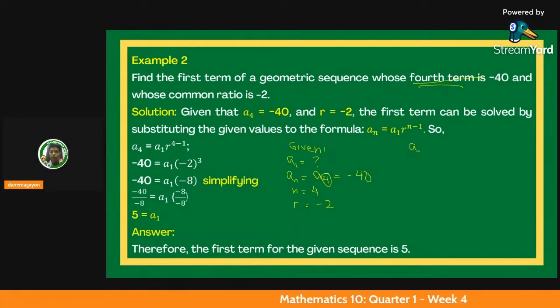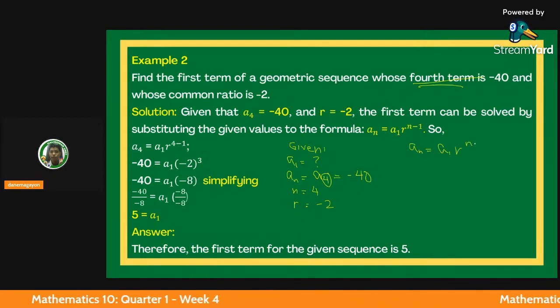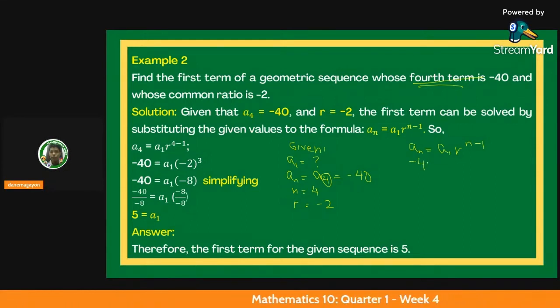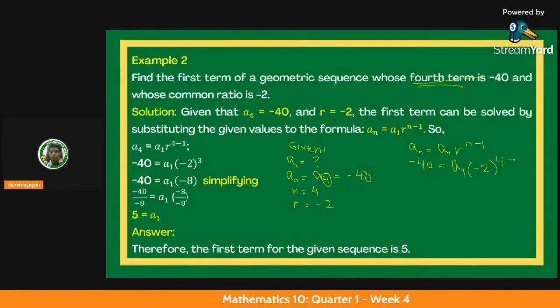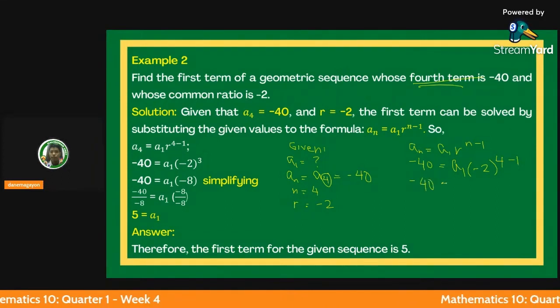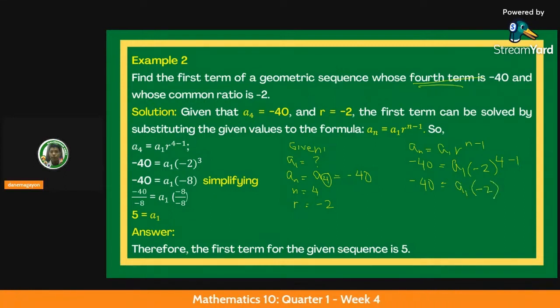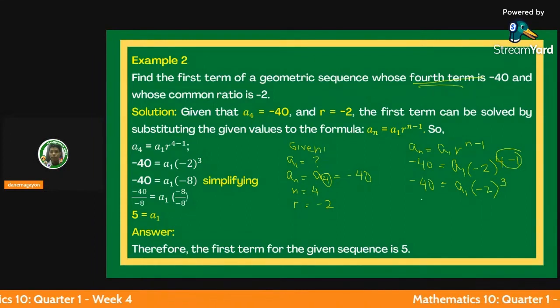Using the formula, a sub n equals a sub 1 times r raised to n minus 1, let's substitute. Our a sub n is negative 40. Our a sub 1 is unknown. Our r is negative 2. And our n minus 1 is 4 minus 1. We simplify this to get negative 40, then we have a sub 1, then negative 2, and then we subtract 4 and 1. 4 minus 1, so we will get 3. This is what it will look like.